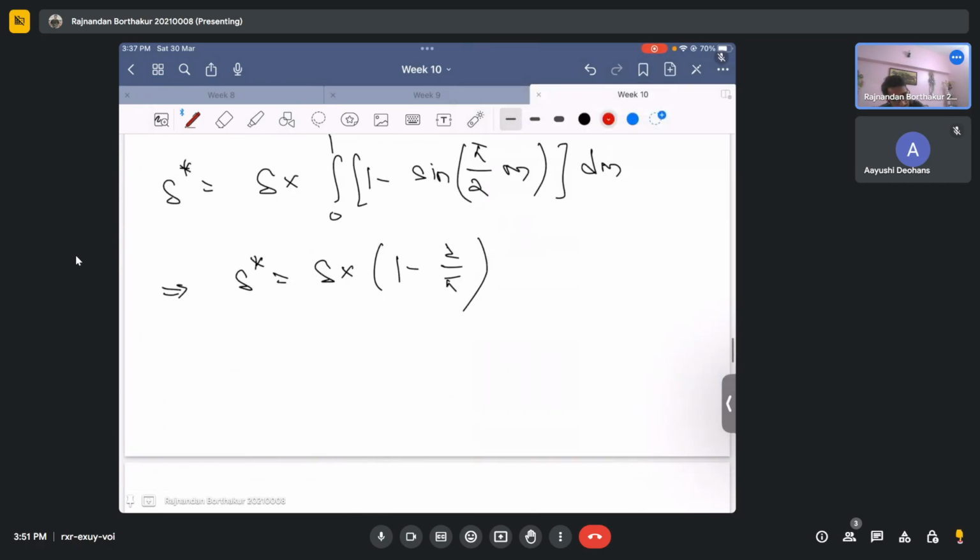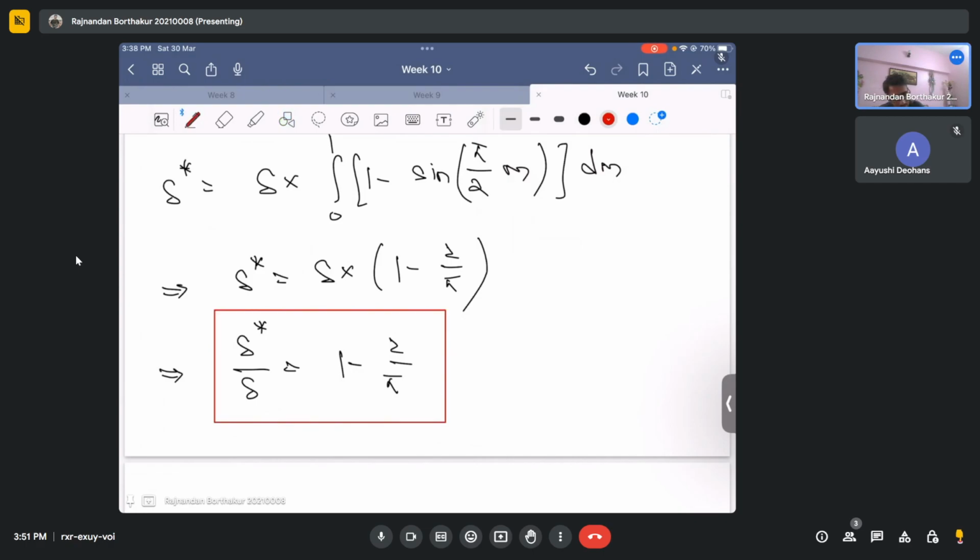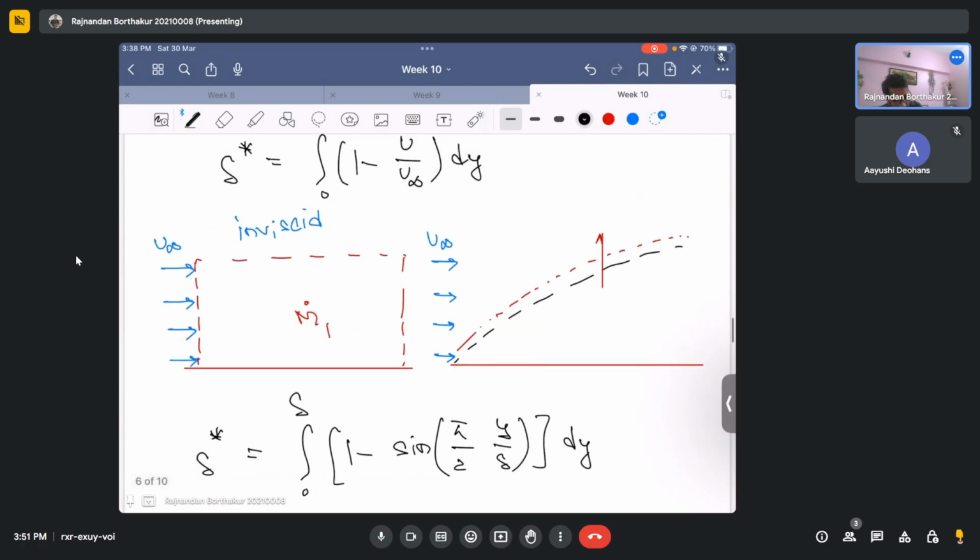So if you now take the ratio of delta star by delta, you will get it to be around 1 minus 2 by pi. And from here also, if they ask you to evaluate the shape factor, you can just do it. I think it's the inverse of this ratio, which is basically the shape factor, if I correctly remember. Okay. All right. So that was simple, the displacement thickness.